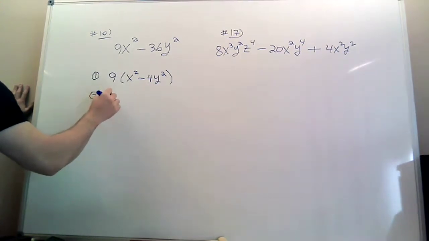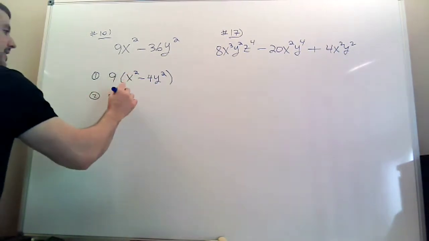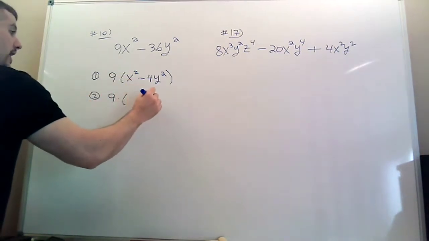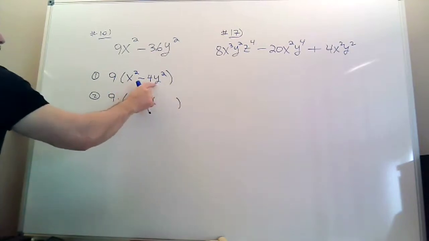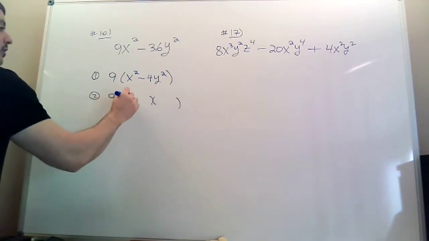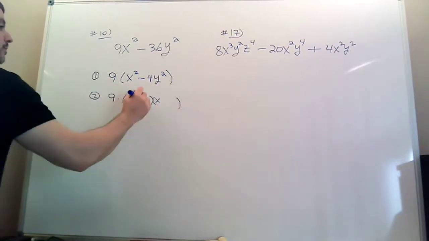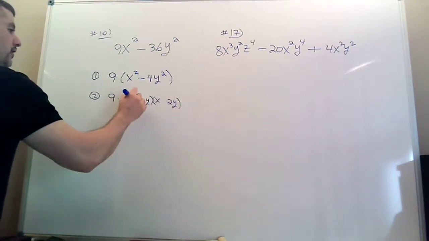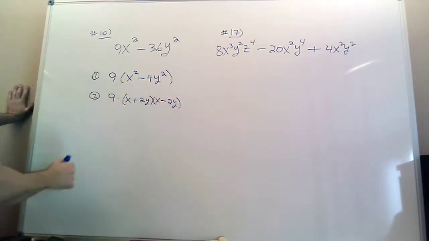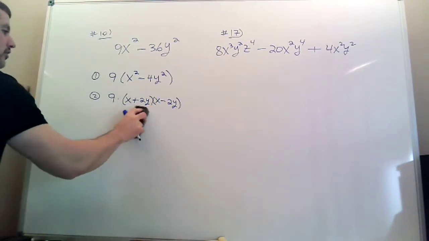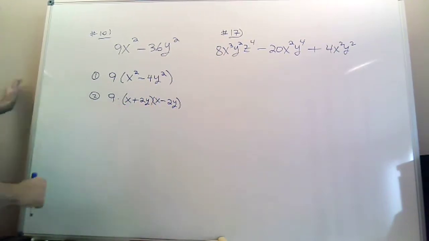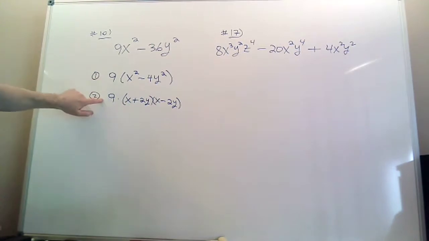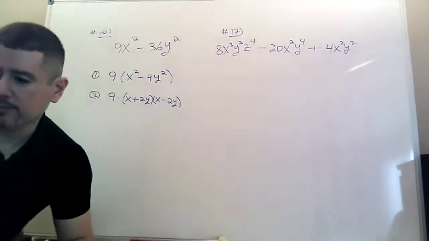Now, the 9 has to stay there. But this is the difference of perfect squares now. There's no GCF left. You took it out. It was 9. So x times x is x squared. 2y times 2y, right? Something times itself. One guy gets the plus, one guy gets the minus. If you want to do minus plus, knock yourself out. I don't care how the signs go as long as they're different. All right, so step 1, GCF comes out. Step 2, you keep going.